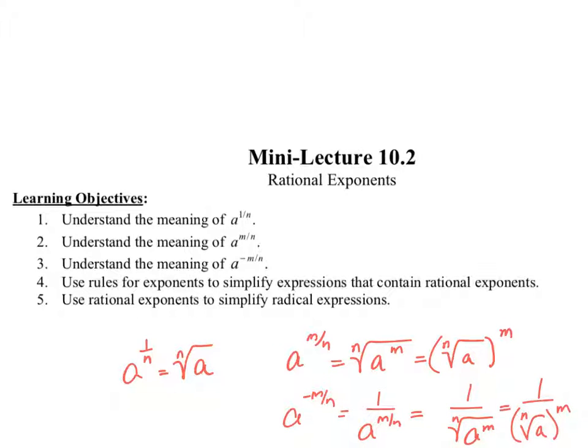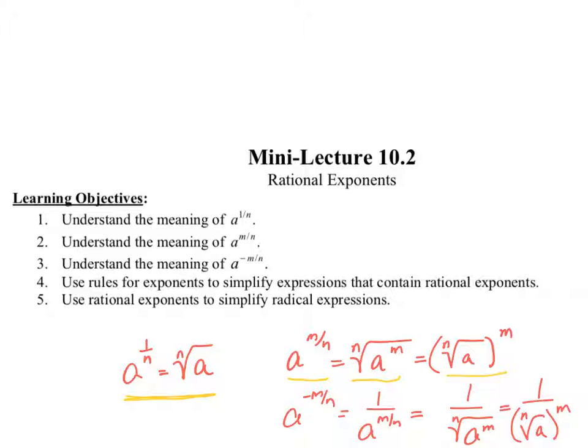In section 10.2, we're looking at rational exponents. Our objectives are to understand the meaning of a to the 1 over n power, and a to the 1 over n power we can say is the nth root of a. The second objective is to understand the meaning of a to the m over n power, and a to the m over n power can be written as the nth root of a to the m power, or the nth root of a all raised to the m power.